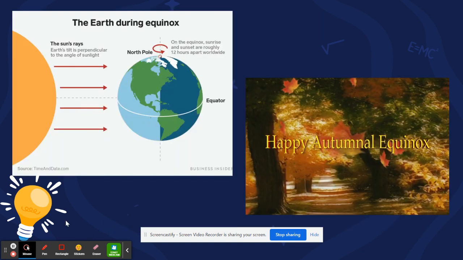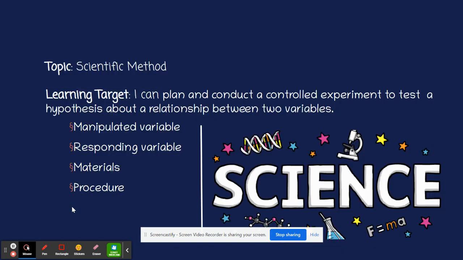Oh, we also wanted to wish you a happy autumnal equinox. Today is an equinox, which is a special day of the year. Equinox literally means equal night. So it's one of the two times of the year where we have equal daylight and equal nighttime. Starting tomorrow, our days, unfortunately, will be getting shorter.